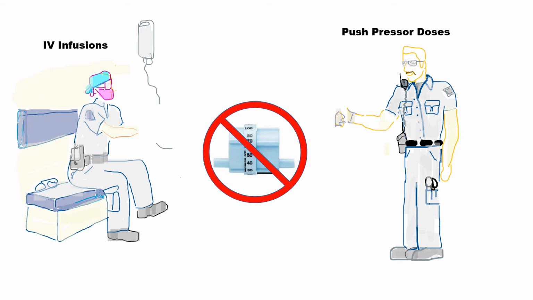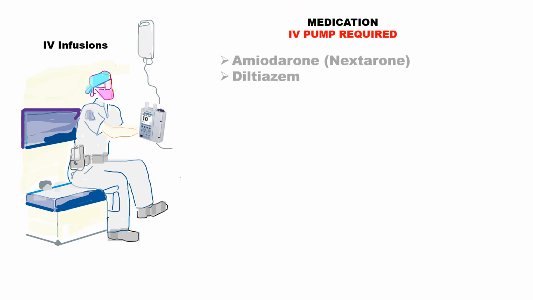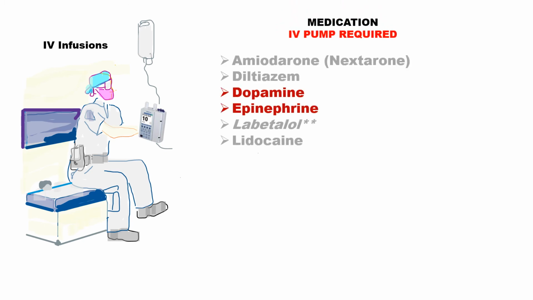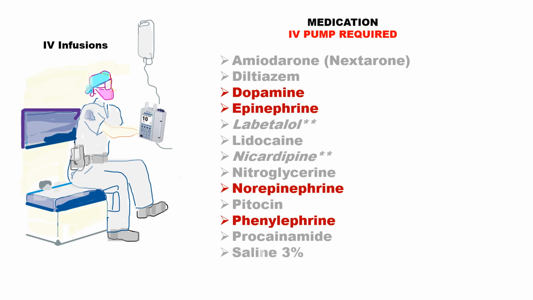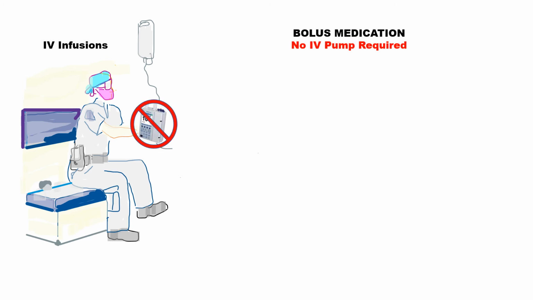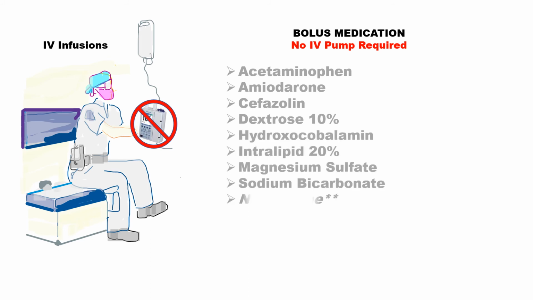IV medication may be administered via IV infusion pump or via push pressor dose. There are certain medications which require an IV infusion pump to administer. EMS providers should be familiar with the IV infusion pump that is employed by their service to perform this. For the purpose of this presentation, we're talking about dopamine, epinephrine, norepinephrine, and phenylephrine. These must be administered via IV infusion pump. However, epinephrine and phenylephrine may also be administered via push dose. These are some examples of medications which may be administered by ALS providers in Rhode Island without the use of an IV infusion pump.